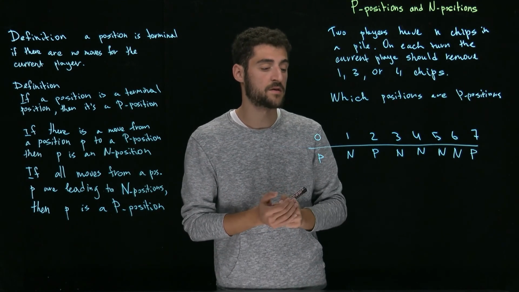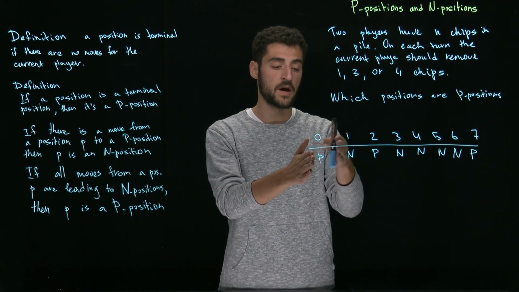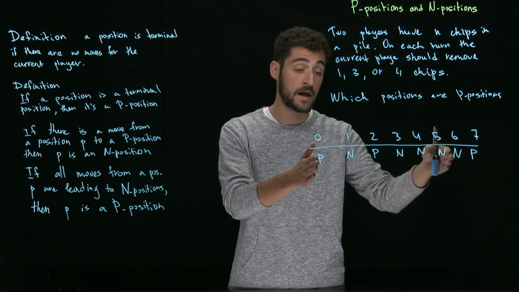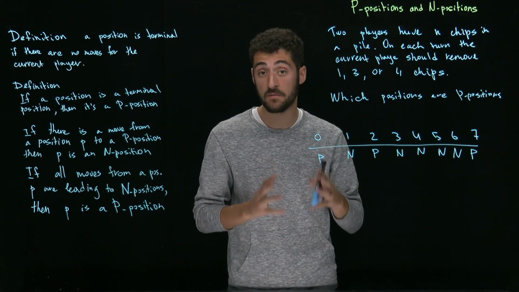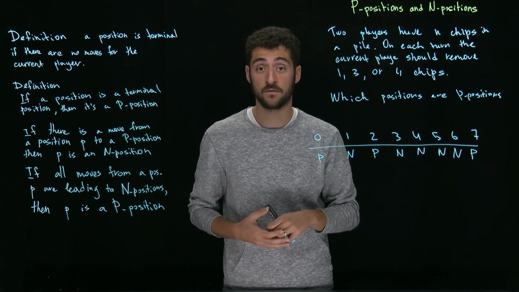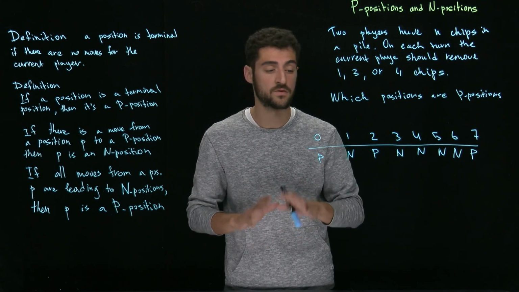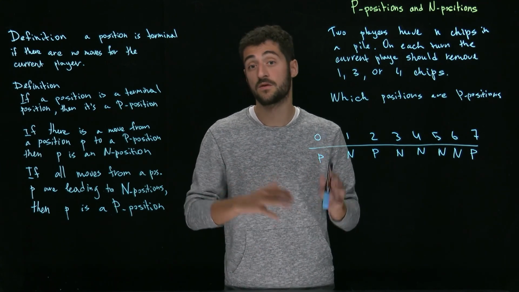Now we may guess that there is a pattern of the form P, N, P, N, N, N, N, which is actually true, and it can be proven using induction. But we are not going to do this now because it's exactly the same as we did in the previous video. In this video, we defined P positions and N positions, and we used them to analyze a simple game.